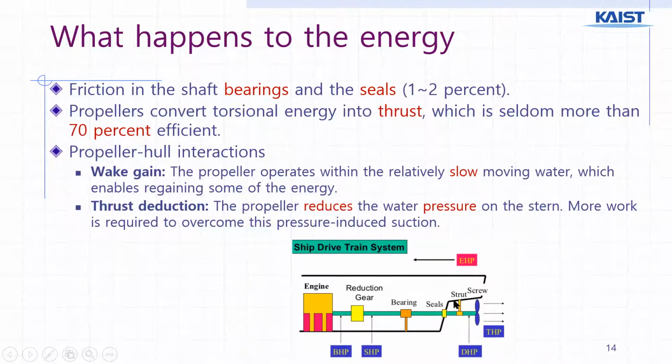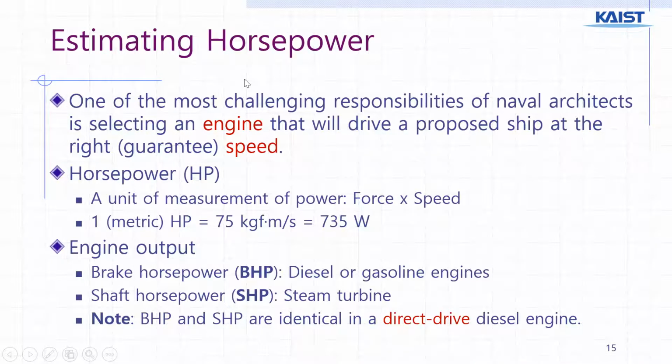Right, pressure on the surface of the ship, because the propeller is suctioning the water. So pressure on the hull surface in the stern area is lower than in other places. So there is an energy loss because the pressure induced the suction. Anyway, how can we estimate horsepower?